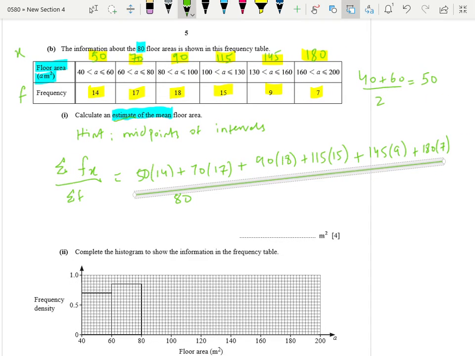So now the calculator part. Okay, so 50 times 14, and then 70 times 17, then 90 times 80, and this is what I get.